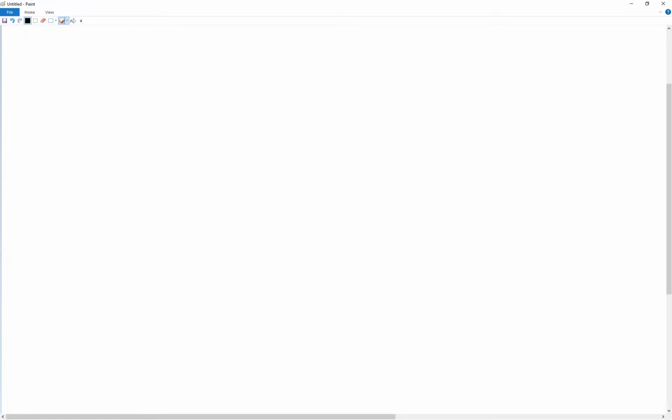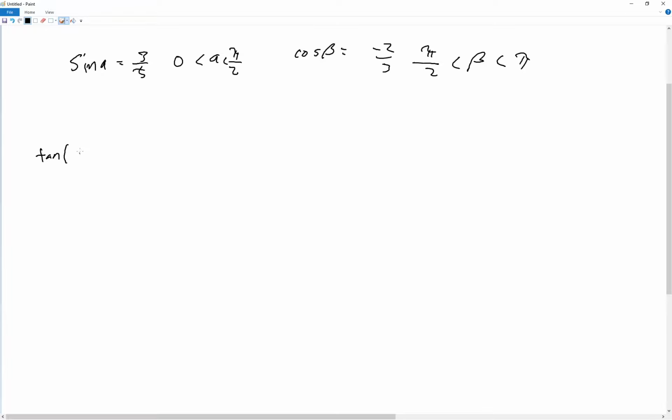Okay, so for this question, we have to find the exact value for the following trig function, given that sine alpha is 3 over 5. It's between 0 and pi over 2, alpha. And cosine beta is negative 2 over 3. It's between pi over 2 and pi, beta. And you want to find tan of alpha minus beta, right?